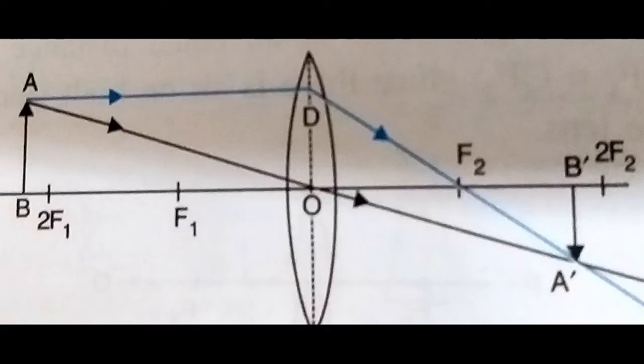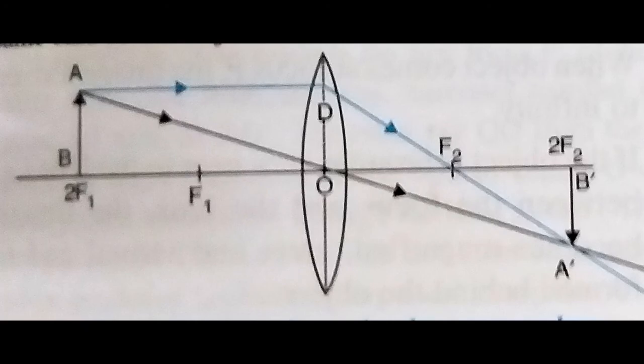You can see the diagram here, and the object is placed beyond double focus, that is 2f, and when we are forming the image, it is in between the first and the second focus, and that is how the images are formed. And you can see the property of this particular image. It is diminished, erect, real, and it is formed in between 2f2 and f2, and the object is placed beyond the 2f1. This is the diagram and also the characteristics that I told you already.